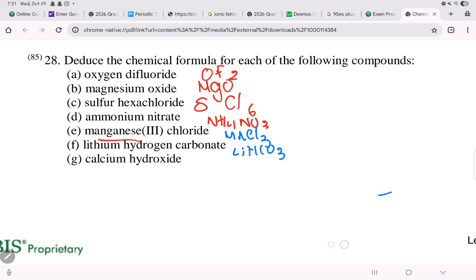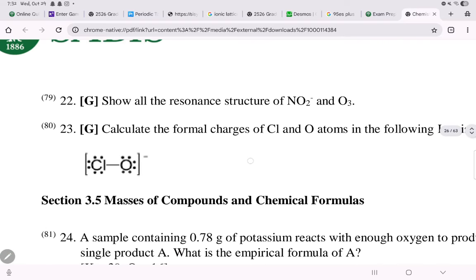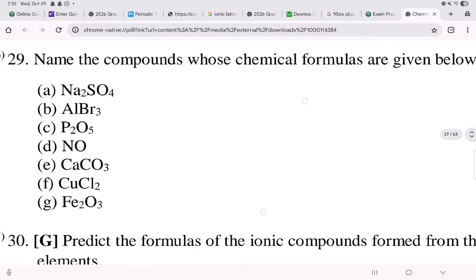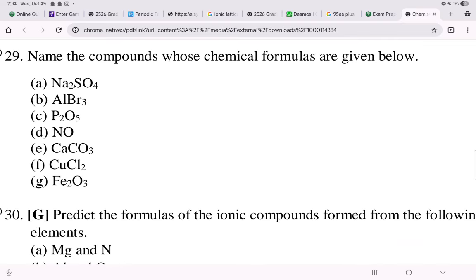Now we'll move on, my bad. We'll move on to question number 29. They want us to name the compounds. So very simply over here, this is going to be sodium sulfate. Sodium, because we have sodium, and then sulfate.